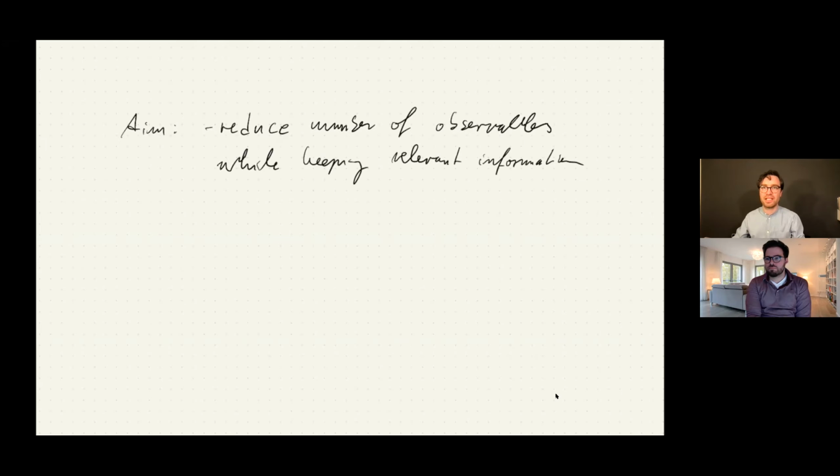And what this relevant information is, right? This is something you have to decide by the problem at hand. Now, before I go into talking about how you can reduce dimensionality, I wanted to show you some examples. So I'll share some slides for this.